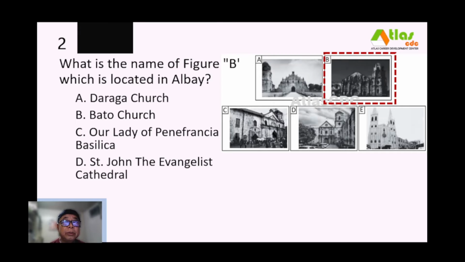So question number 2. What is the name of figure B, which is located in Albay? A. Daraga Church. B. Bato Church. C. Our Lady of Peñafrancia Basilica. And D. St. John the Evangelist Cathedral.